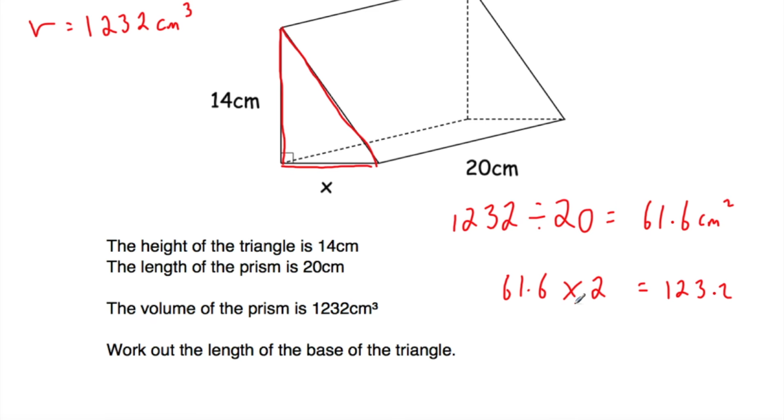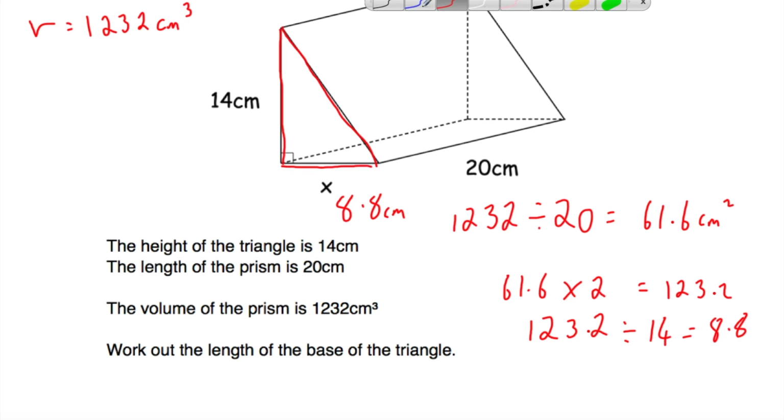We now know what these two numbers times together to be. Then we can just divide it by 14. So if we do 123.2 divided by 14, that'll be equal to the base of the triangle, which is 8.8. So that means the x is equal to 8.8 centimetres. So we just worked backwards there. We knew the area of the triangle is found by doing the base times the height and then halving it. So we took the area, we doubled it, and divided by the height, and that gave us the base. So that was one approach.